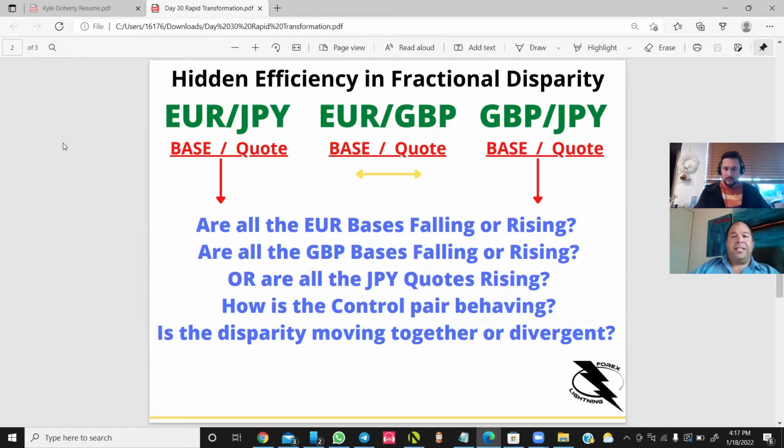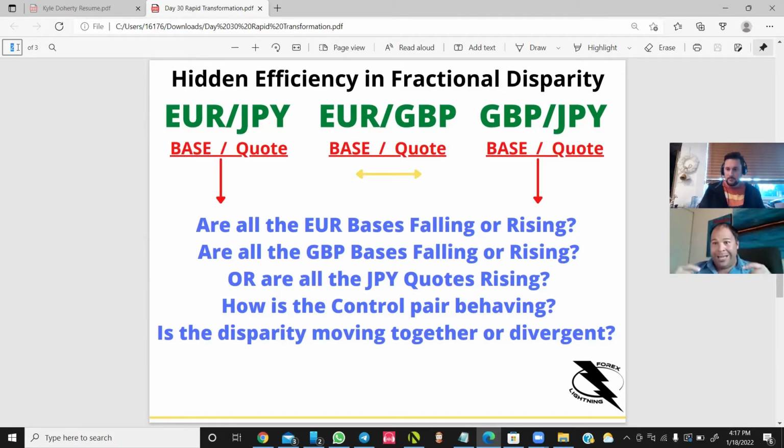Okay, so here's the example from the previous page, right? So are all the euro as a base? Now we're looking into the actual euro pairs: euro Aussie, euro CAD, euro pound, euro yen, euro New Zealand, euro dollar. Are those all falling or are those all rising? Same with the pound. Go over and look at the pound as a base: pound Aussie, pound CAD, pound Swiss, pound yen, pound New Zealand, pound dollar. Are they all rising or are they all falling? Because that's how you determine the fundamental strength of a base or a quote.